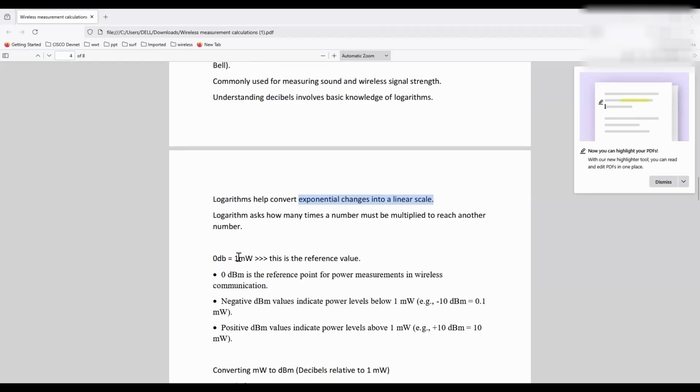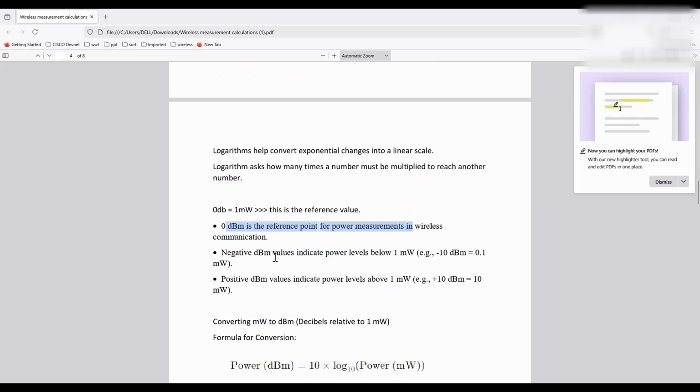So 0 dBm is equal to 1 milliwatt. This is a reference value. 0 dBm is the reference point for power measurement in wireless communications. Negative dBm values indicate power levels below 1 milliwatt. Positive dBm values indicate power levels above 1 milliwatt. So above 1 milliwatt, it is positive dBm. Below 1 milliwatt, it is negative dBm. With this analogy, you can understand. Somebody asked just now whether minus 45 is a good signal or minus 60 dB is a good signal.